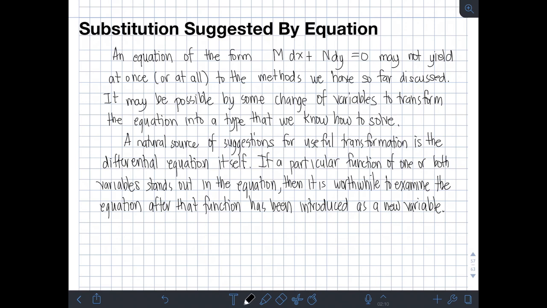Sa video na 'to ay ituturo ko sa inyo ang substitution suggested by equation for solving differential equations. So kung gusto niyo itong matutunan, just keep on watching.